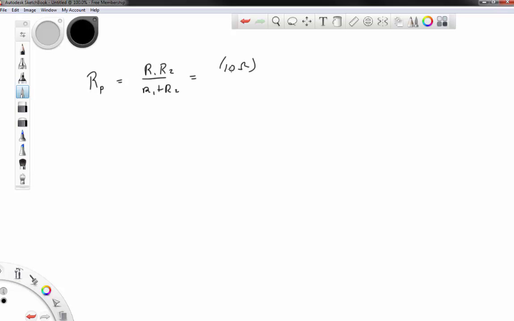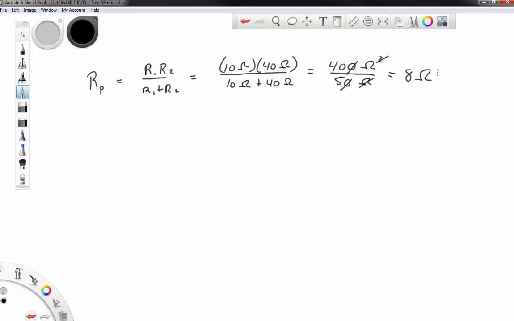And so we were given 10 ohms, and that's going to be times 40 ohms. That's going to be divided by 10 ohms plus 40 ohms. You might want your calculators. I'll kill a little time for you to put some numbers in, but 10 times 40 is 400 ohms squared. 10 plus 40 means that we have 50 ohms on the bottom. So you can do a little bit of cancellation here with the units, and what you get is 8 ohms.